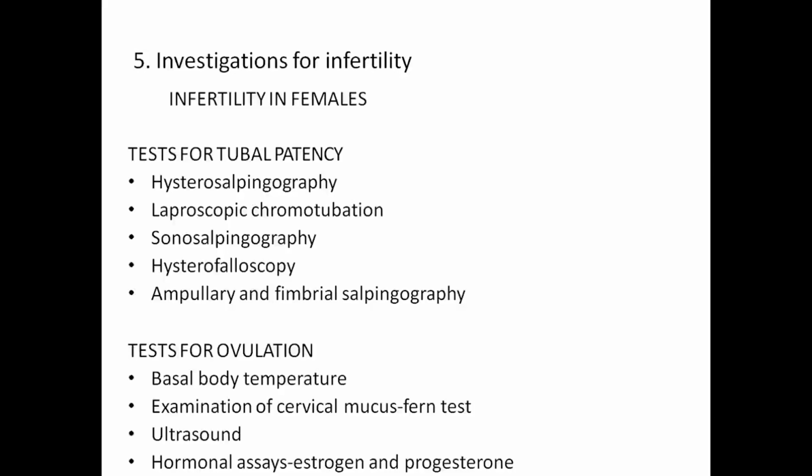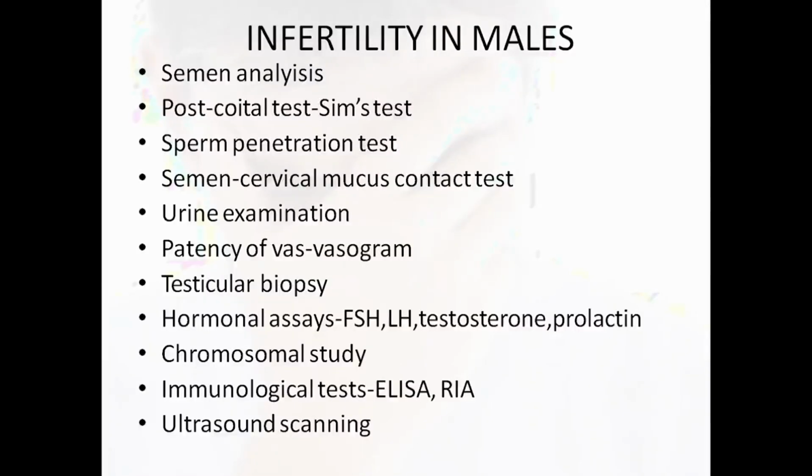Tests for ovulation include basal body temperature, examination of cervical mucus, that is the fern test, ultrasound, and hormonal assays like estrogen and progesterone. Infertility in males: semen analysis, postcoital test, sperm penetration test, semen cervical mucus contact test, urine examination, patency of vas by vasogram, testicular biopsy, hormonal assays like FSH, LH, testosterone, prolactin, chromosomal study, immunological studies, and ultrasound scanning.